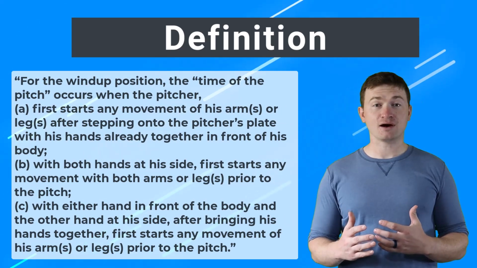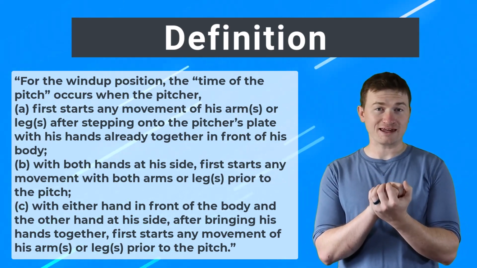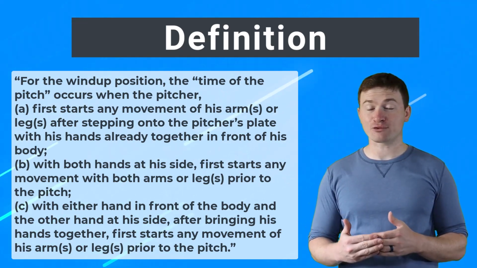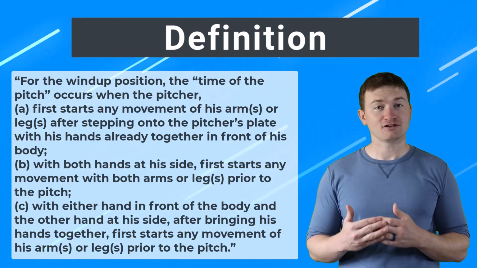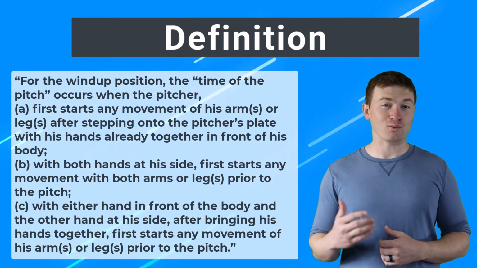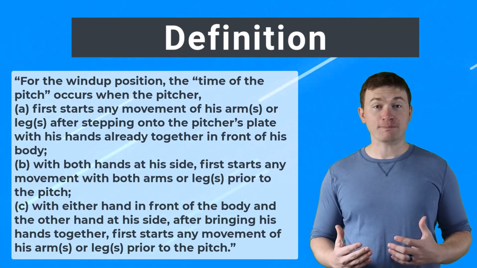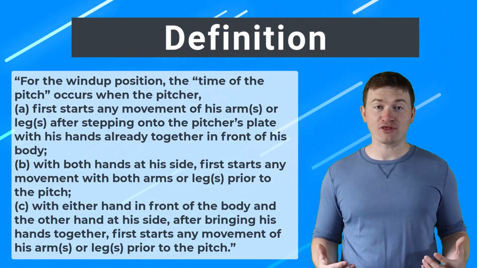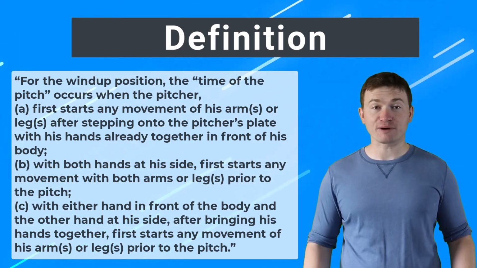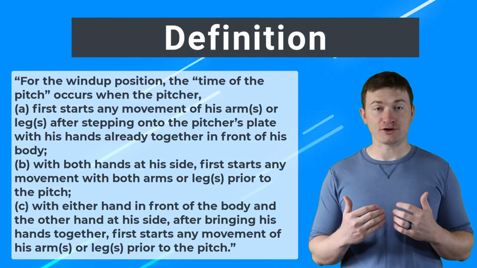In the first scenario, if the pitcher engages the rubber with both hands already together, then any movement other than disengaging from the rubber would be considered starting their pitch. The second scenario here is the most complicated one and the one that will most likely trip up umpires. If the pitcher engages the rubber with both hands at his side, any movement, including the movement of bringing the arms together, would be considered the start of their delivery.